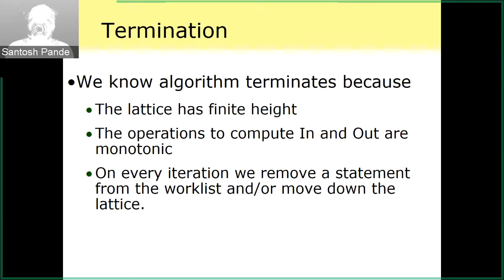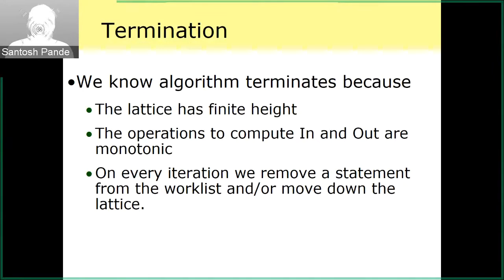There are finite heights of these lattices, and therefore each one of the statements goes through a finite number of states in a monotonic way. Most importantly, it doesn't fluctuate from one state to the other and again go back to the original. And that's why there is a termination guaranteed. So these are a little bit more formal parts of this, which aren't that much of importance.